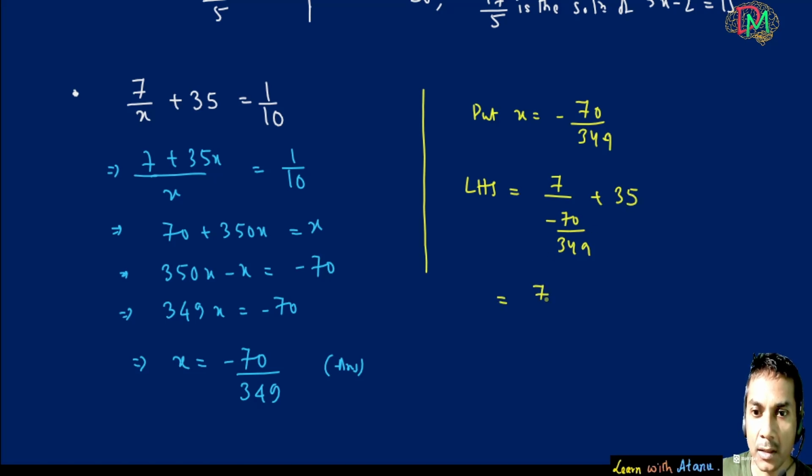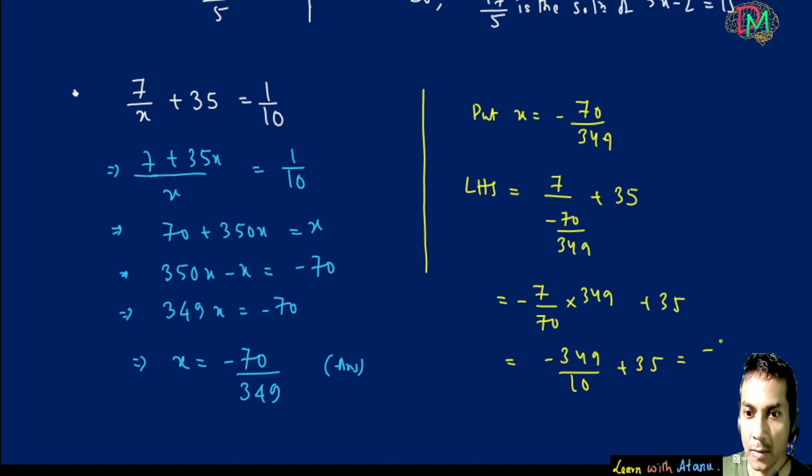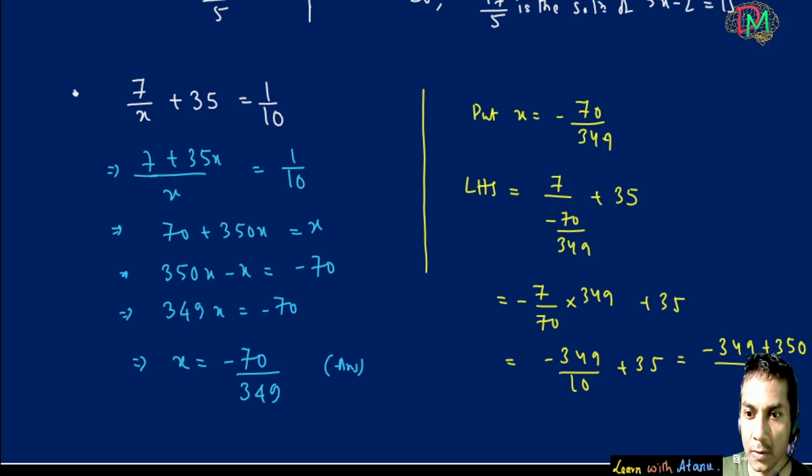Then it will be what? 7, this will be minus 7 by 70 into 349 plus 35. So 349 minus by 10 plus 35. So here we get minus 349 plus 350 divided by 10. So the numerator is 1 and the denominator is 10. So it is equal to RHS.